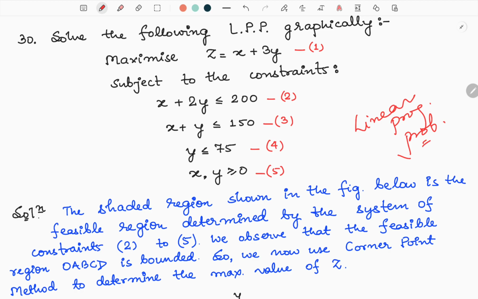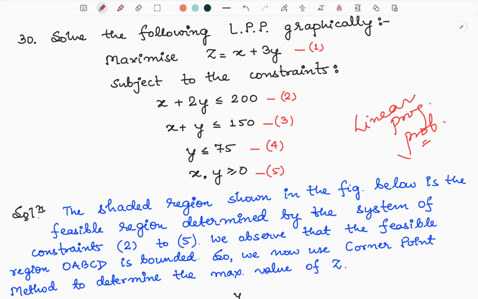So graphical answers we are asked to find. In such type of question, we are given an objective function, like here it is given z is equal to x plus 3y, and it is subjected to constraints: x plus 2y should be less than or equal to 200, x plus y less than or equal to 150, y less than or equal to 75, x and y both should be greater than or equal to 0.